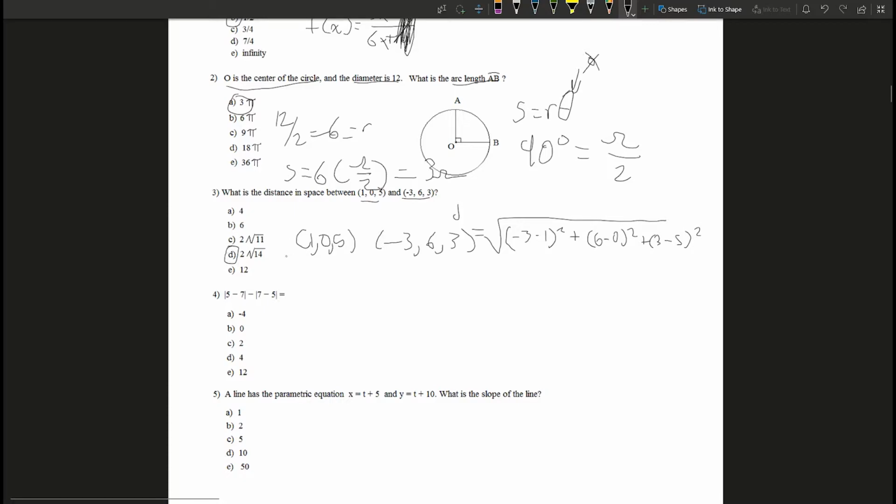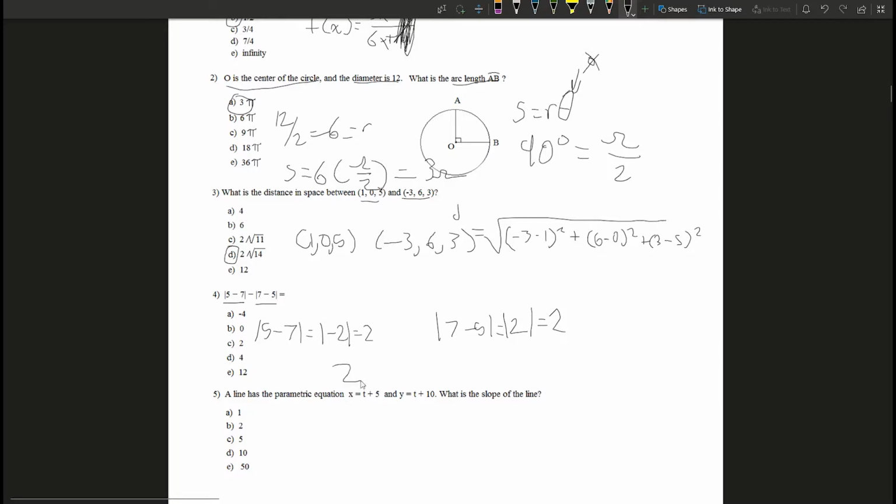All right, so on to number 4. The absolute value of 5 minus 7 minus the absolute value of 7 minus 5 is equal to. This is a very simple question. You just have to be careful of the absolute value marks. So 5 minus 7 is equal to the absolute value of -2, which is equal to 2. The absolute value of 7 minus 5 is equal to the absolute value of 2, which is equal to 2.